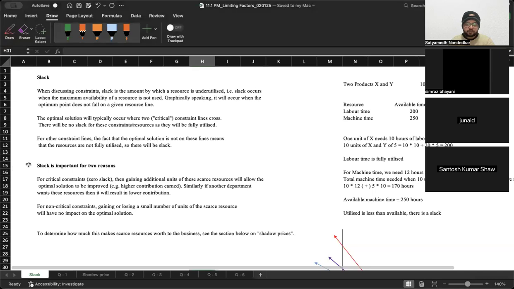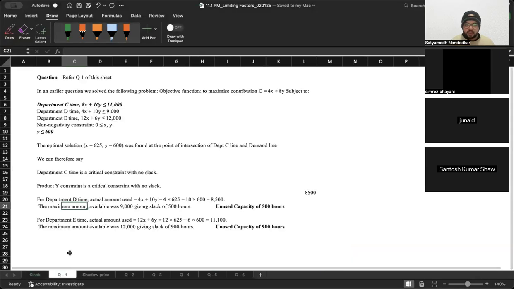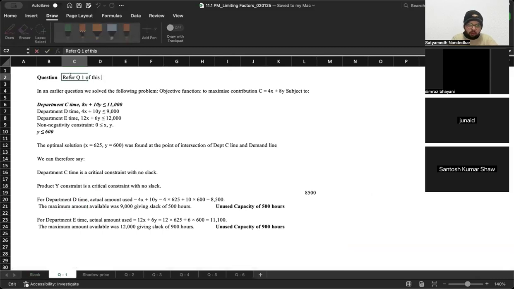ठीक है, चलो एक क्वेश्चन देखते हैं. Let's see how these questions are asked. This is question 1 of limiting factors. Okay, that we had done earlier.